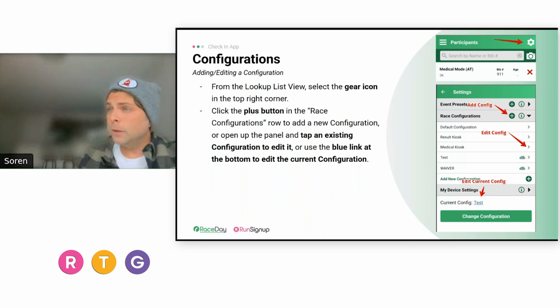Again, we have a default configuration, which is the default presets collection that works out of the box. But again, if you want anything to behave differently, you will want to customize this and create your own. You can't customize the default. You can also tap on an existing configuration to edit it, or edit the current configuration that you're using at the bottom where you see it says test.